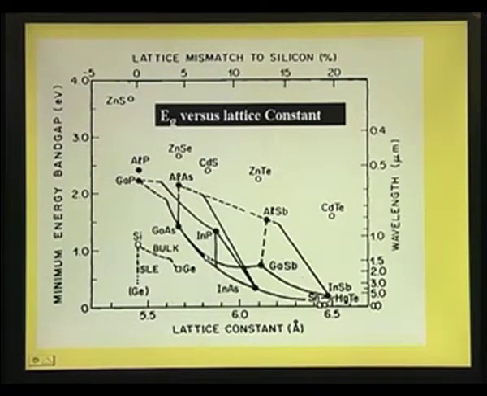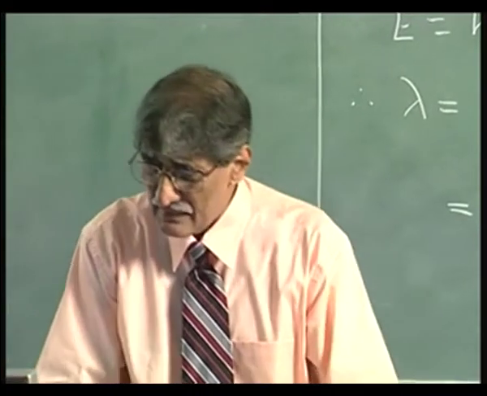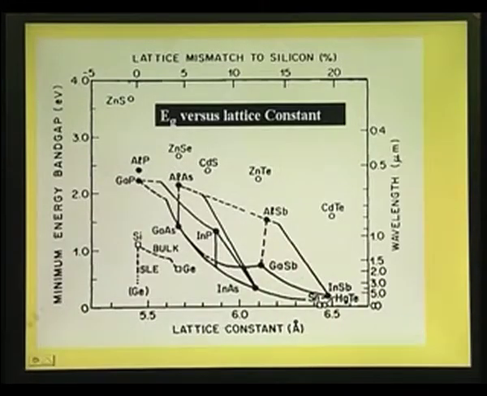Now, let us take a look at some of the materials which are useful for photonic applications, for example light emitting diodes, maybe lasers. I will just take up this example where you mix gallium phosphide and gallium arsenide. Let us draw that diagram now. So, I will take this diagram out.